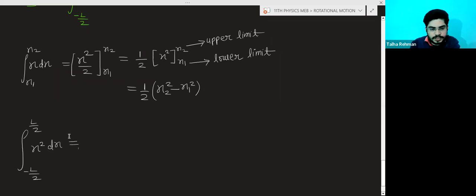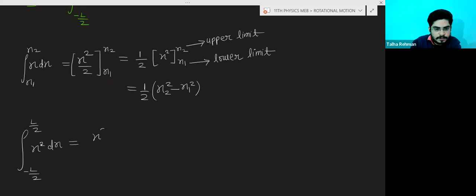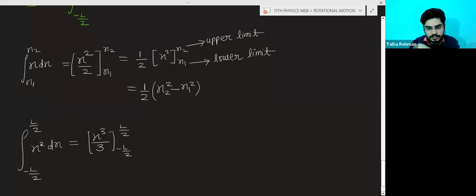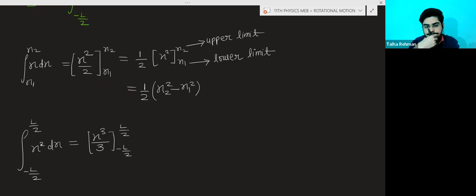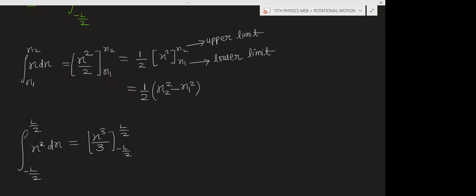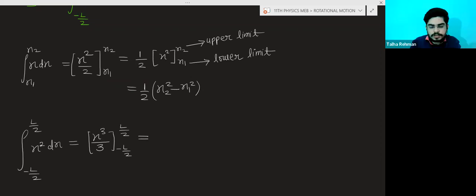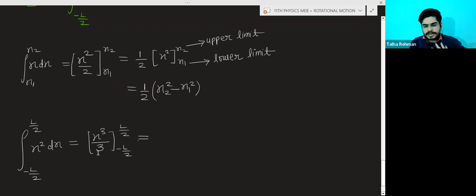So what you will do here, this is x square, so here you will write x to the power 3 and you will divide it by 3 and you will apply the limits. Minus L by 2 is the lower limit, L by 2 is the upper limit. Any problem till here? No, sir. Okay. So now this 3 is a constant, so you can take it out.